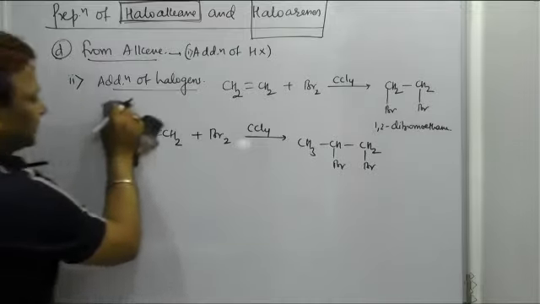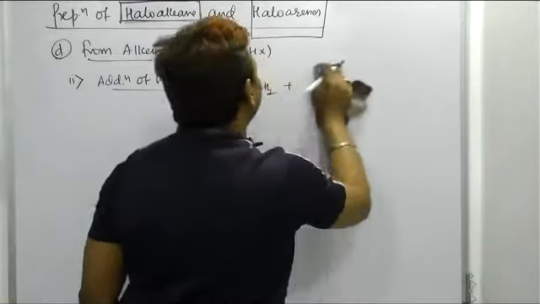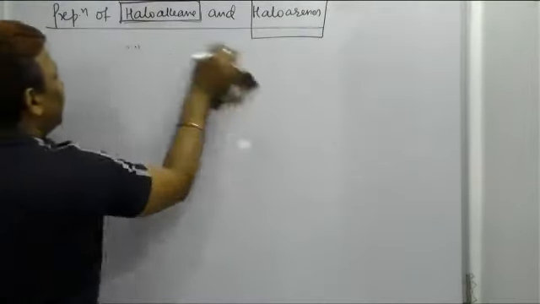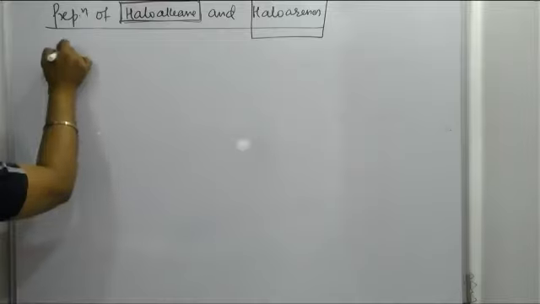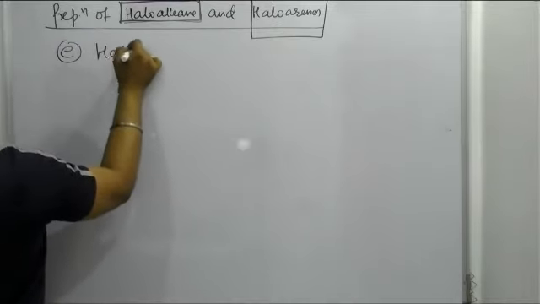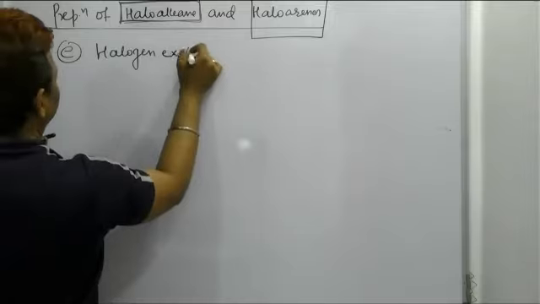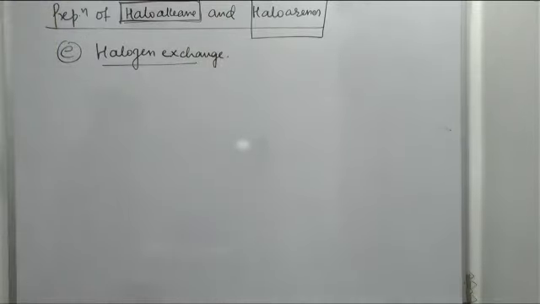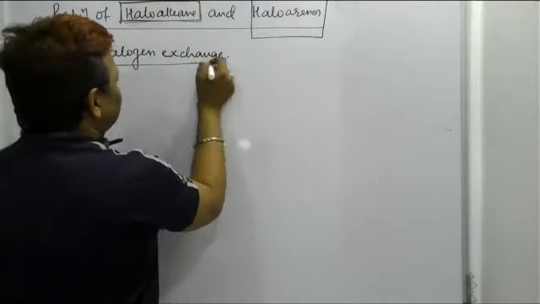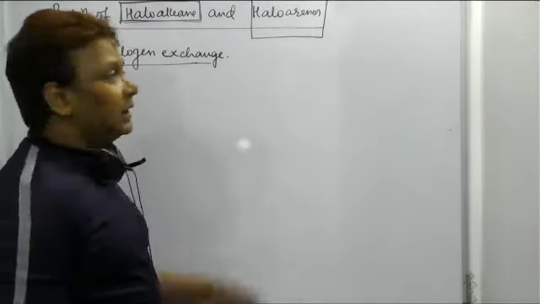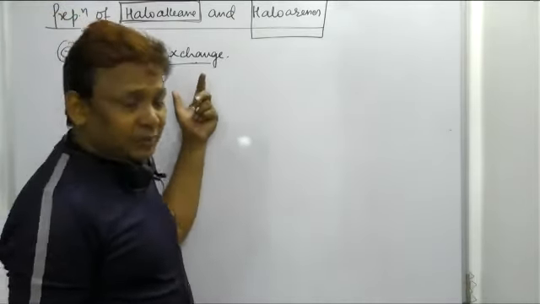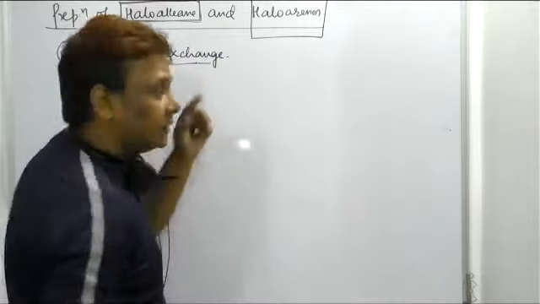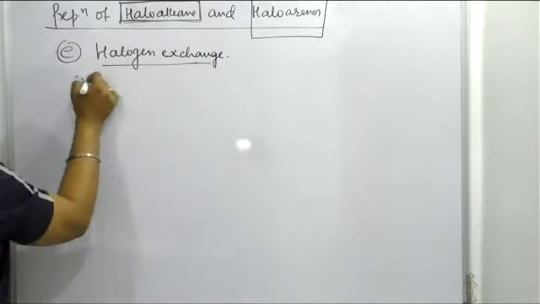Then the next one is method number E, halogen exchange. Very important from the point of view of preparing alkyl fluoride and alkyl iodide. This method is called the halogen exchange method. In the lab it is not easy to prepare alkyl fluoride and alkyl iodide, but the halogen exchange method helps us get them. Check it here. For this halogen exchange, the first one is called what?